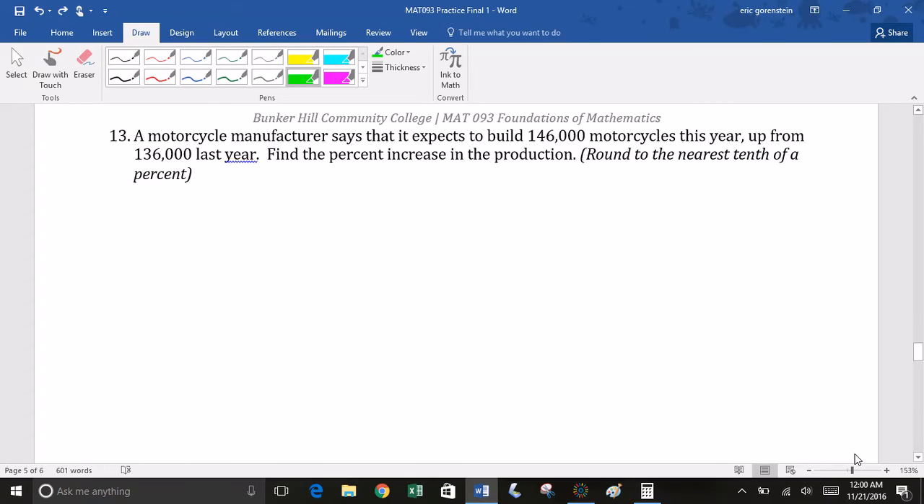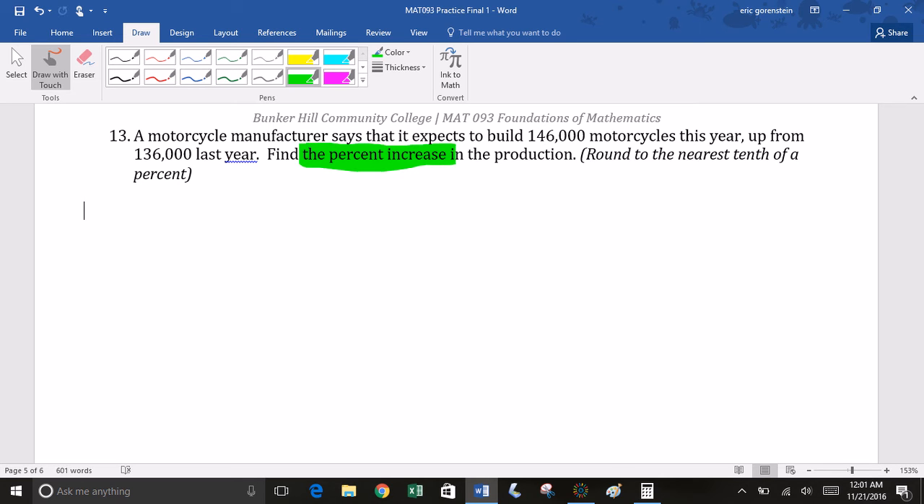Okay, so a motorcycle manufacturer says it expects to build 146,000 motorcycles this year, which is an increase from 136,000 last year. So find the percent increase in production, rounded to the nearest tenth of a percent. For this problem, you can't really do anything unless you know what the percent increase means.